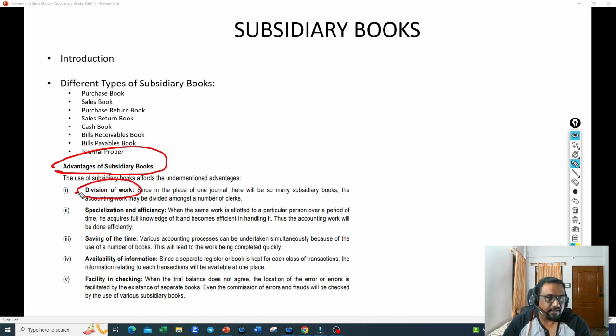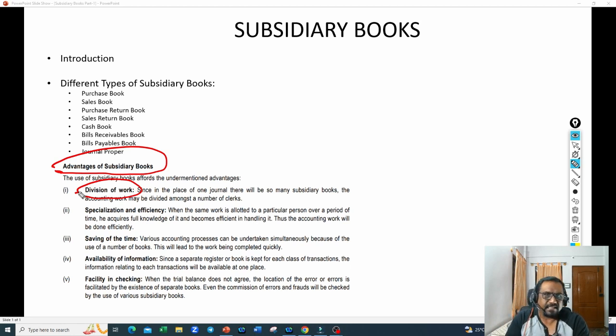Division of work. Why division of work? There are 8 books, right? Suppose you are a big organization, or whatever be the size of the organization, if you have, let us say, 10 accountants working for your organization, each accountant can be given one book. A, you maintain purchase book. B, you maintain purchase return. C, you maintain sales. D, you maintain sales return book. Or if you have only 5 accountants, you can give two books to one individual.